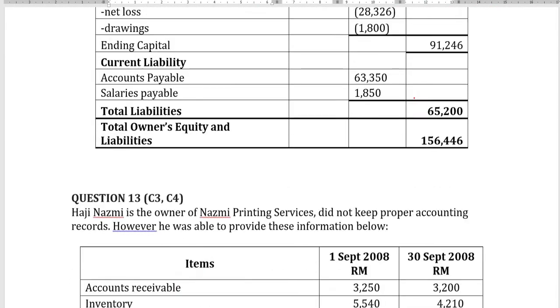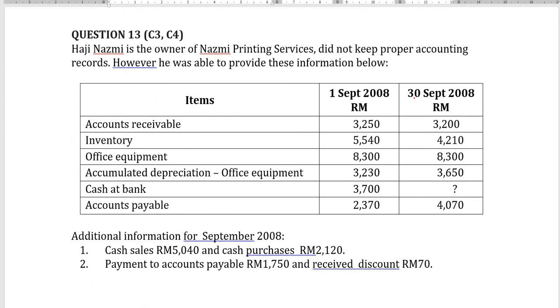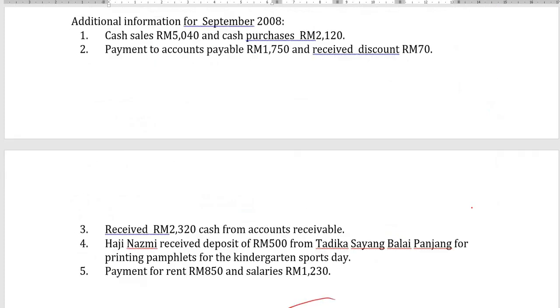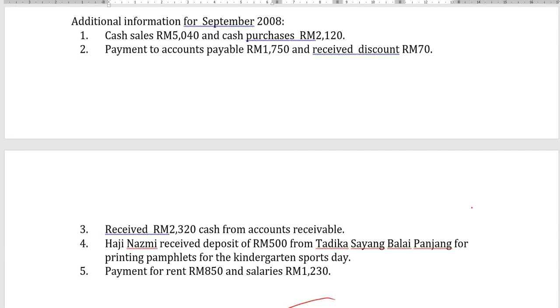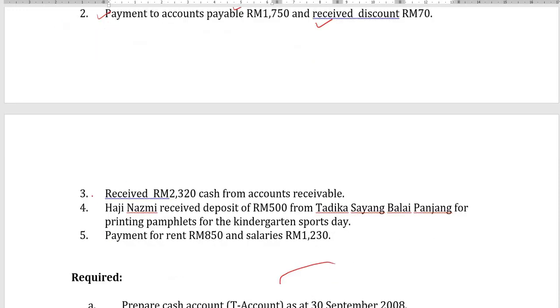Okay, so that one is for question 12. Okay, we go straight to question 13. Okay, it has asset balances, but it does not give the cash book balance in the form of a cash book. Alright, but it gives you in the form of additional information. So you still need to use the analysis method because it gives you cash sales, cash purchases, payments, and then payments received together with the discount. Alright, and then here Haji Nazmi received a deposit. This is actually unearned revenues.